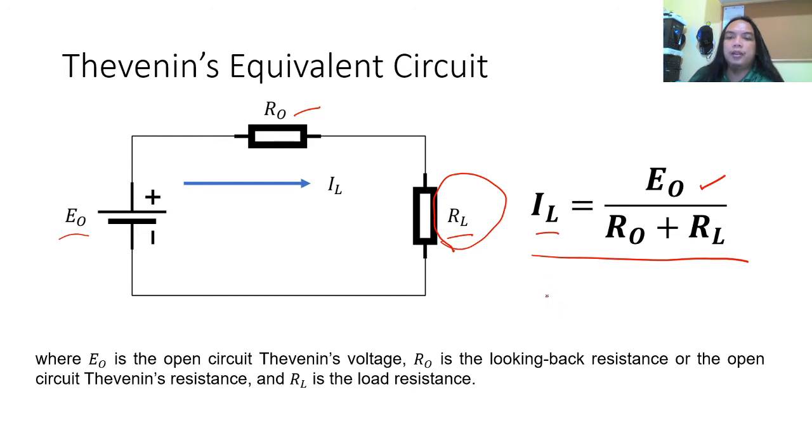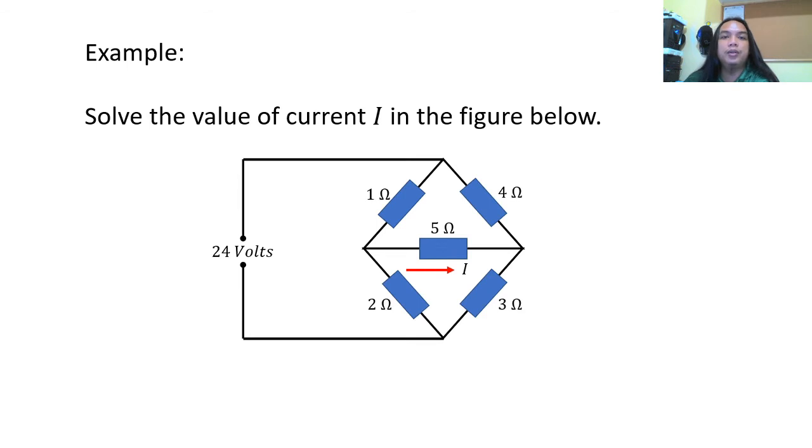Actually, that's an Ohm's law application. We need to find the total voltage of the circuit, then the total resistance. The total resistance there is RO plus RL, since that is a series circuit. So in a given problem, we need to find the value of EO and RO, then connect it to the load resistance in series.